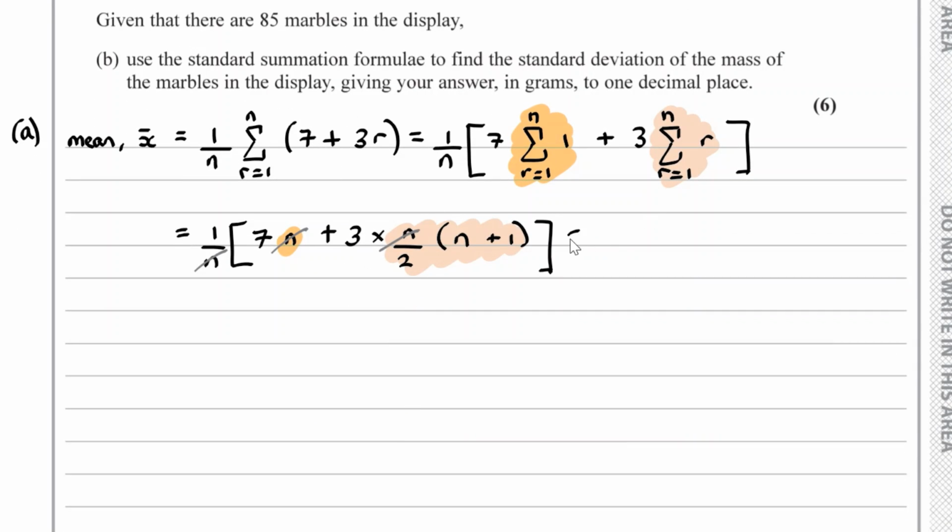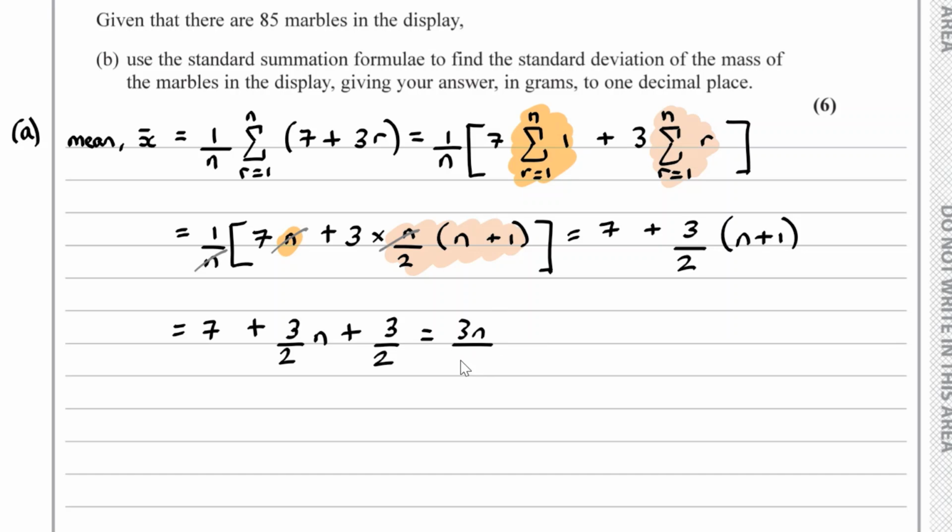So we have 7 plus 3 over 2 lots of n plus 1. So we have 7 plus 3 over 2 n plus 3 over 2. And if we work this out, we have 3n over 2 plus 17 over 2. And if I factorise out the 1/2, we have 1/2 lots of 3n plus 17, which is exactly what we wanted to show. Okay.